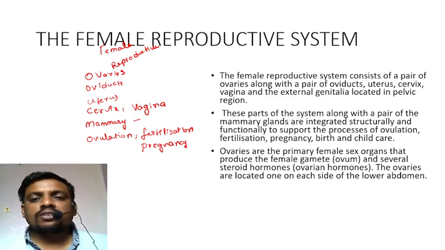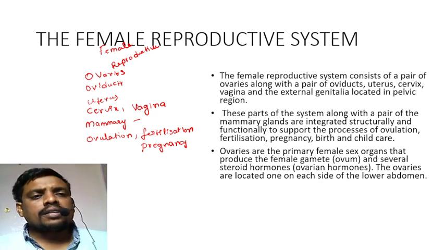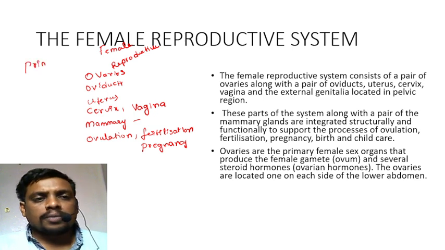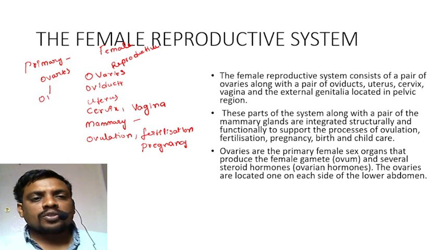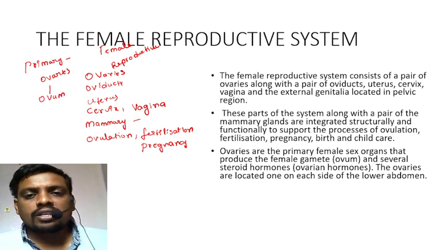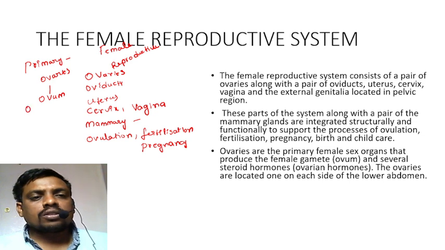Ovaries are the primary sexual organs. Sexual organs are of two types, primary and secondary sexual organs. If you take the primary organs, what are the primary sexual organs in females? Definitely ovaries. Ovaries produce the ovum, which is the female gamete. Several hormones are secreted by the ovaries. These hormones are called ovarian hormones.